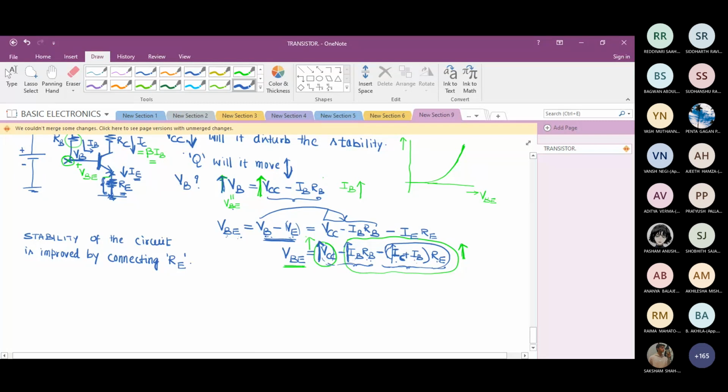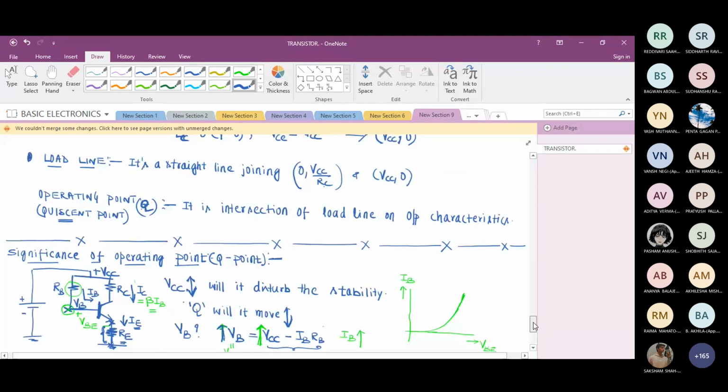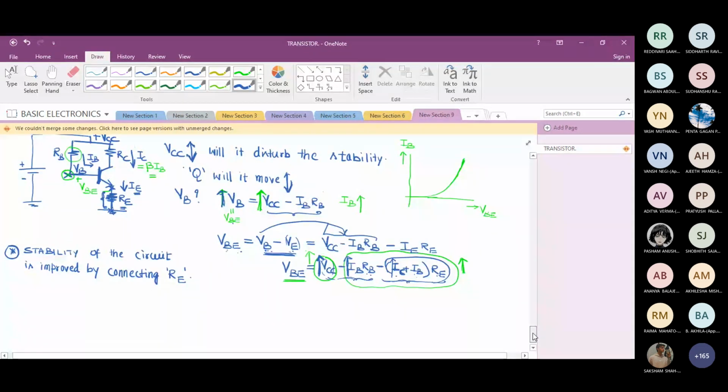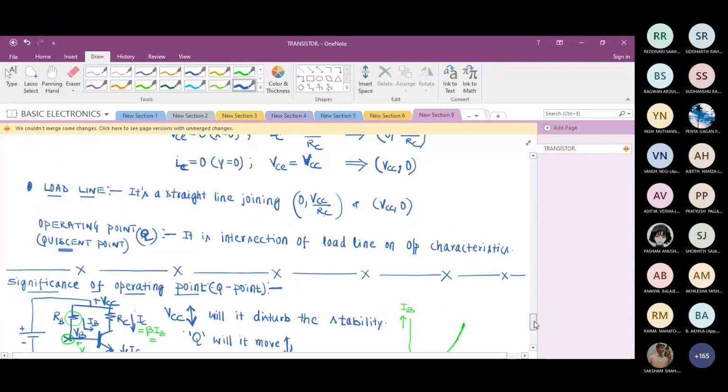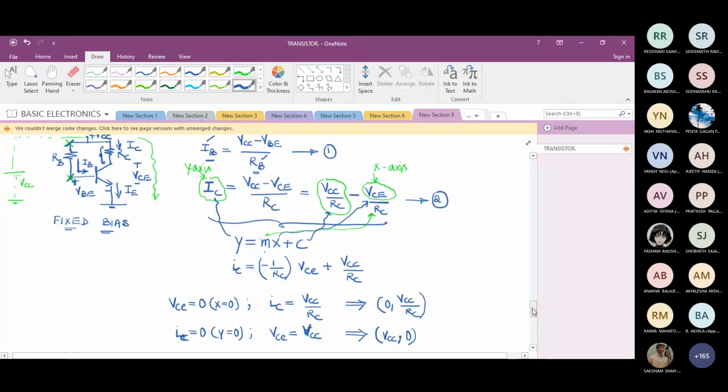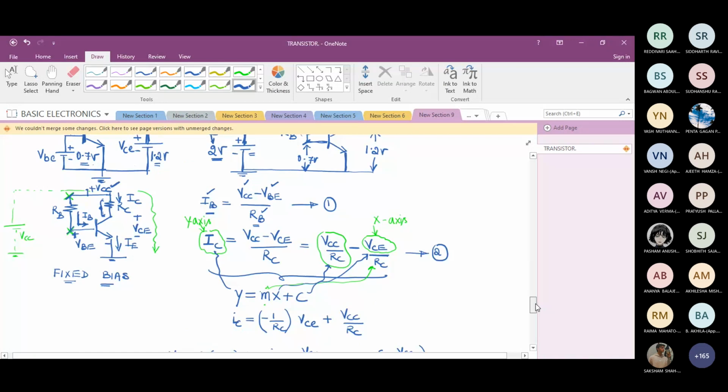Can I proceed? I hope the fixed bias circuit is clear now. Any doubts in the fixed bias? If I ask you to find the base current by giving VCC, VB and RB, are you in a position to solve?